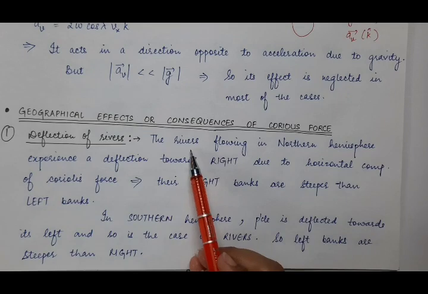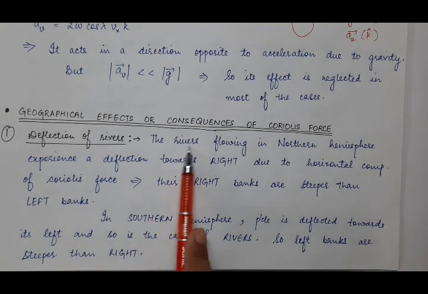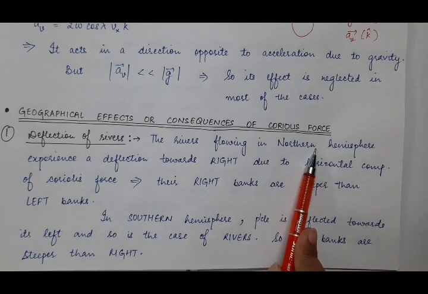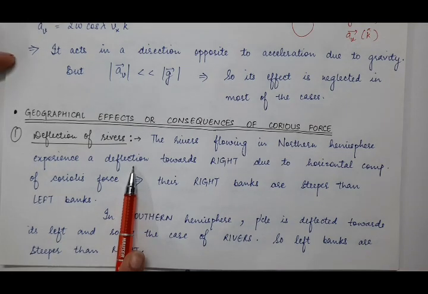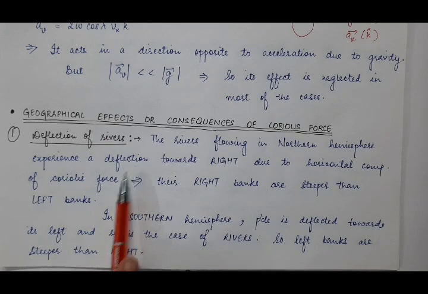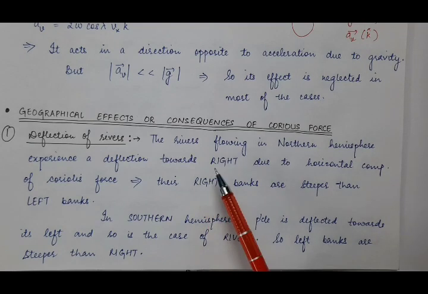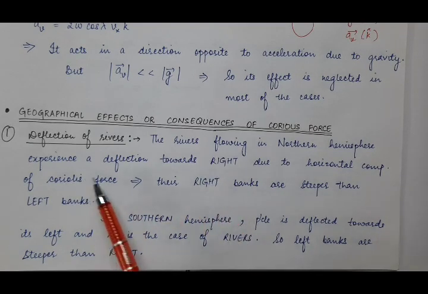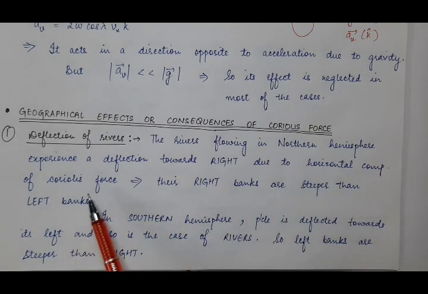So the rivers which are flowing in the northern hemisphere, that is the portion above the equator, experience deflection, as we have already seen just now, that every particle which is moving in the northern hemisphere on the surface of the earth experiences the Coriolis force towards its right. So the rivers flowing in the northern hemisphere experience the deflection towards the right because of the horizontal component of Coriolis force.